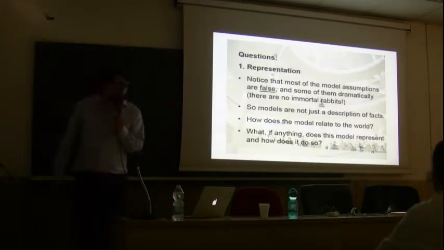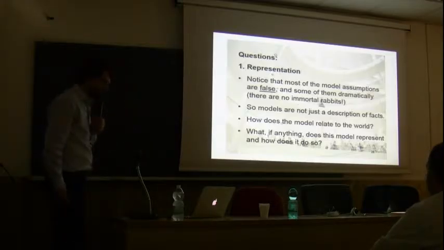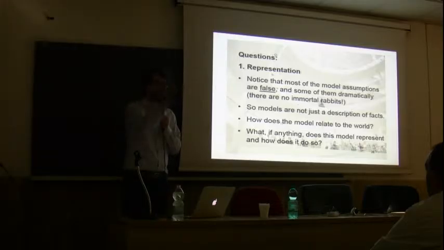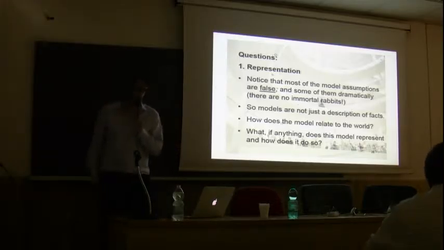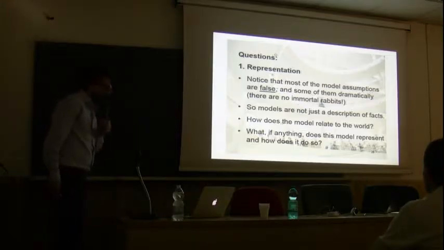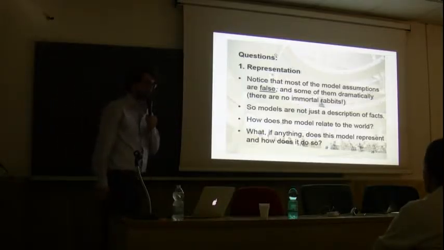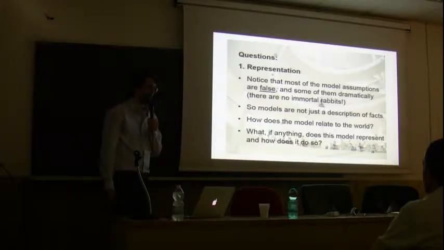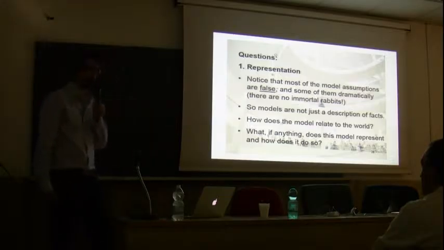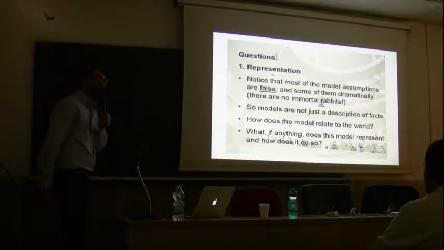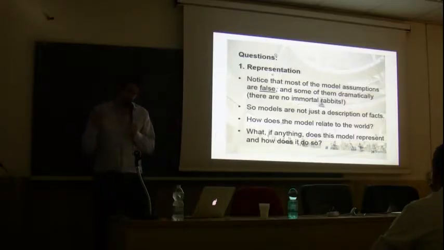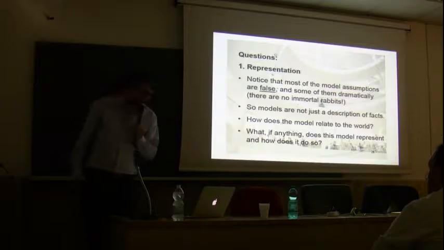So the worry is, what can you infer about real rabbits from that? And this also came out in both the comments we had before. That's effectively the problem of representation. Notice that most of the model assumptions are simply false, some more dramatically than others. A 6 months birth rhythm is not such a bad assumption, but that rabbits never die is hardly realistic. So there is an issue of how to deal with that.